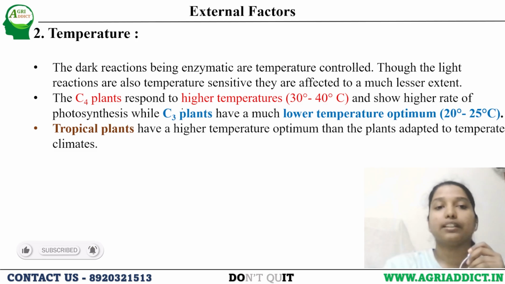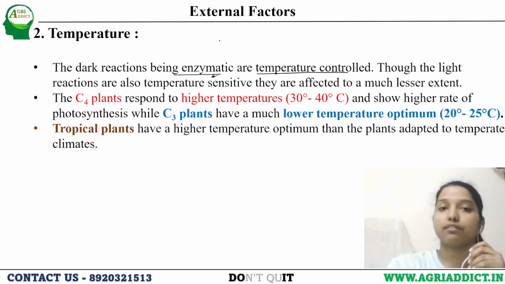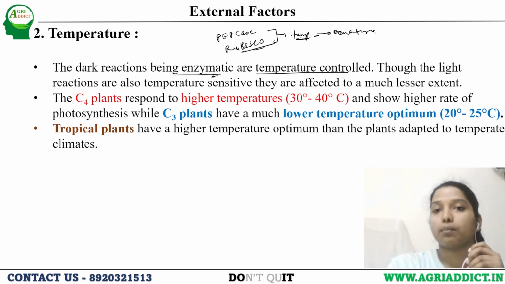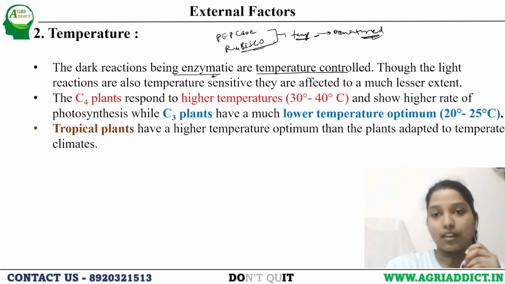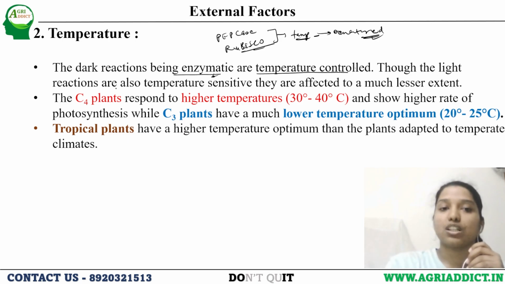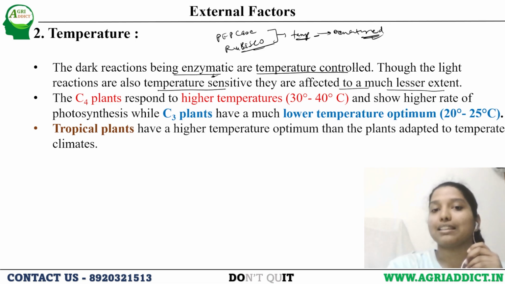Next comes the temperature. The dark reaction, being enzymatic, is temperature controlled, because we are using enzymes like PEP carboxylase and rubisco. Enzymes are temperature controlled, so if the temperature is increased very high, they will become denatured, because all enzymes are proteins. The protein will get denatured and the functioning will not be there. Though the light reactions are also temperature sensitive, they are affected to a much lesser extent.